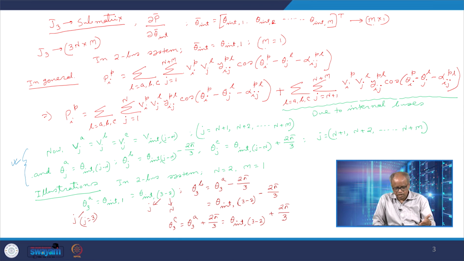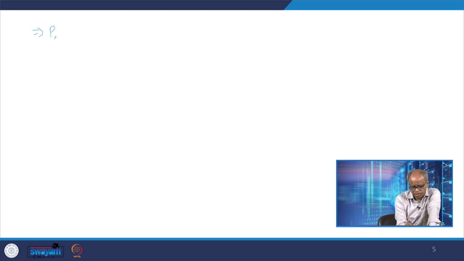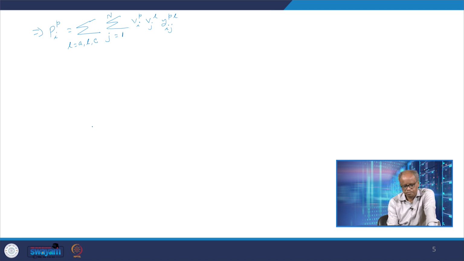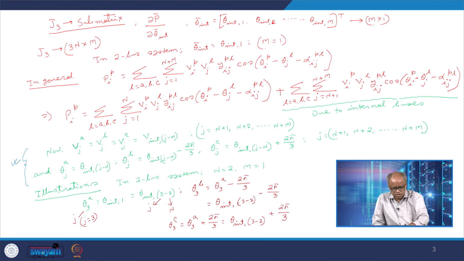Now if I add them together, the expression of P_ip, where l is equal to a, b, c and j is equal to 1 to n, is V_ip V_jl Y_ijpl cosine(theta_ip minus theta_jl minus alpha_ijpl). So this is the first term we have already written.